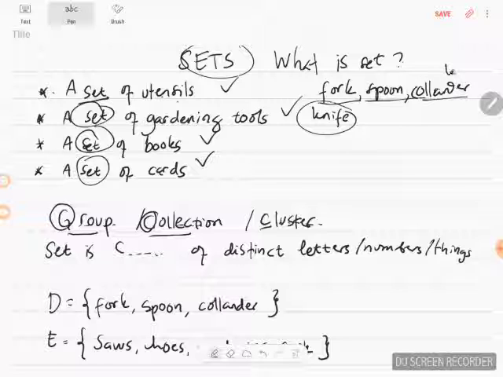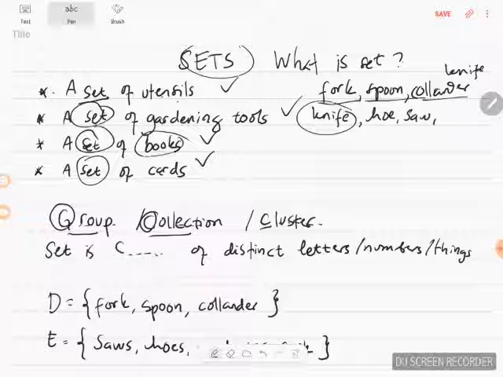Let's say, what are the utensils? Do you know any utensils? Let's say fork, spoon, let's say, what is it? Colander, and many more, right? You can just name it. These are actually, they form one set, which is the set of utensils.